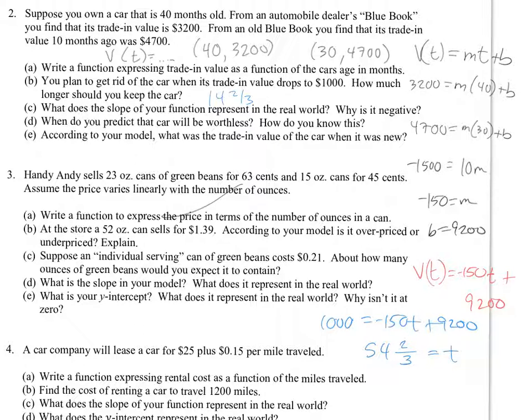So this is dollars per month. All right, so part C, what does the slope of the function represent? The change in the value of the car each month. Why is it negative? The car is losing value.